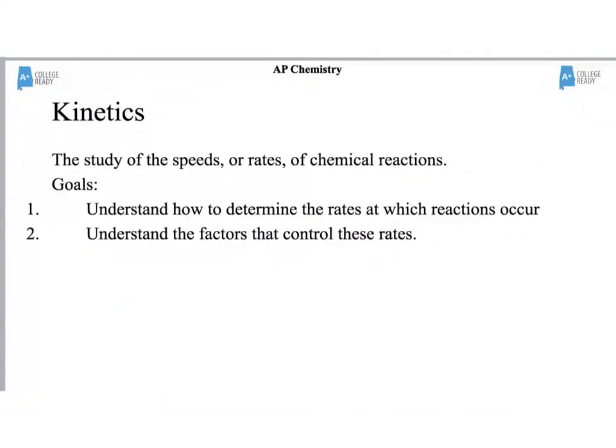So what is kinetics? It's the study of the speeds or the rates of chemical reactions and how we can speed them up and slow them down and control their rates, and how the rate of one component of the reaction affects the rate of the other components of the reaction. So the two things that we need to understand is how to determine the rates at which a reaction occurs, and how factors within the reaction can control these rates.